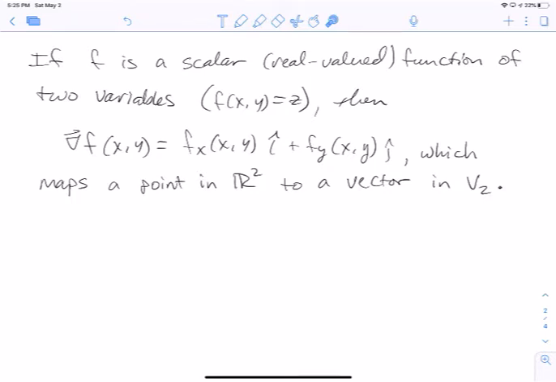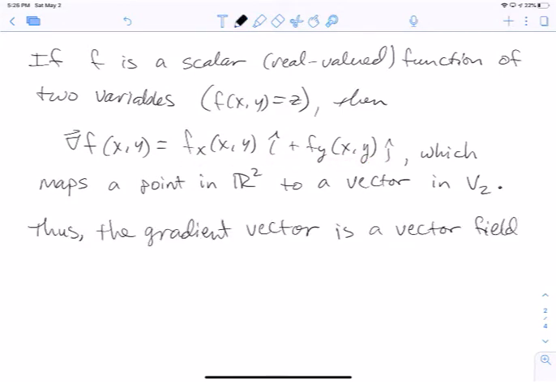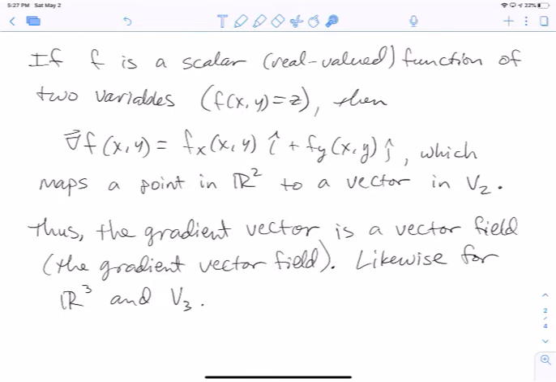The outputs are vectors. But the point is, if I'm taking a point from R2 and I'm mapping to a vector in V2, then the gradient vector that we've seen before actually turns out to be a vector field. It's called the gradient vector field. We can say the same thing if our original function was a function of three variables. We'd still have a gradient that would map R3 to V3.